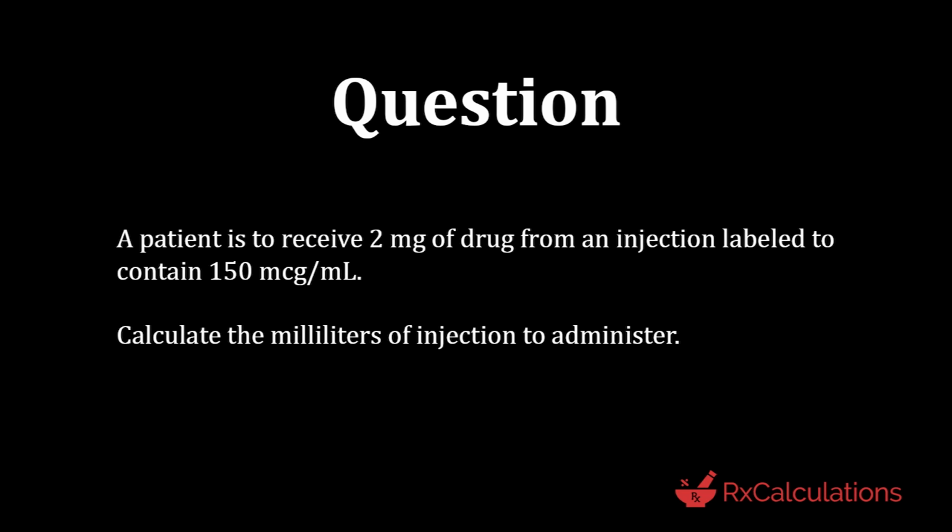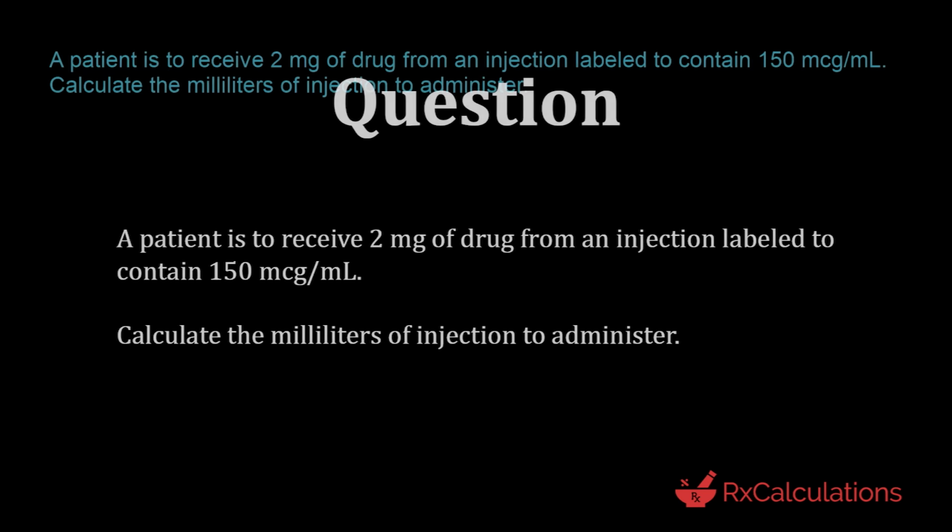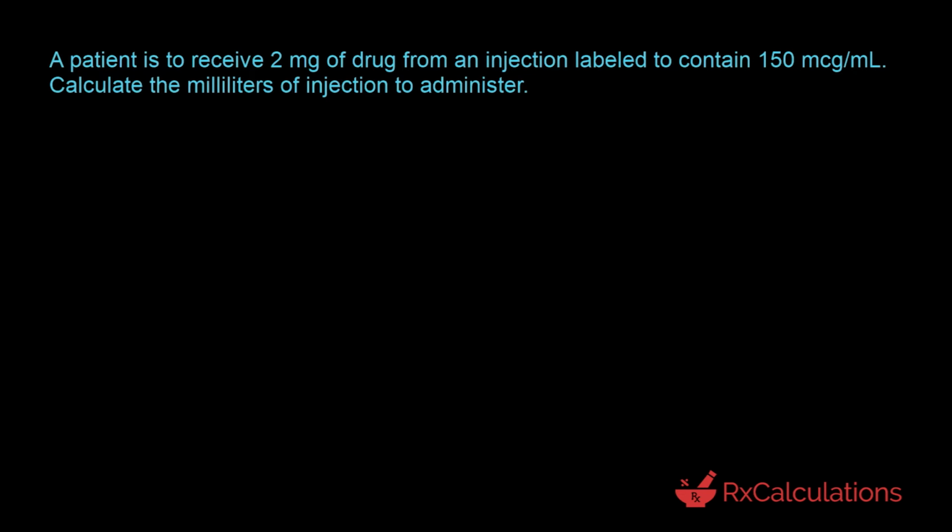This question says a patient is to receive 2 milligrams of drug from an injection labeled to contain 150 microgram per milliliter. Calculate the milliliters of injection to administer. So from the question, the goal is to calculate the milliliters of injection. So that's our wanted unit. So some volume in milliliters.